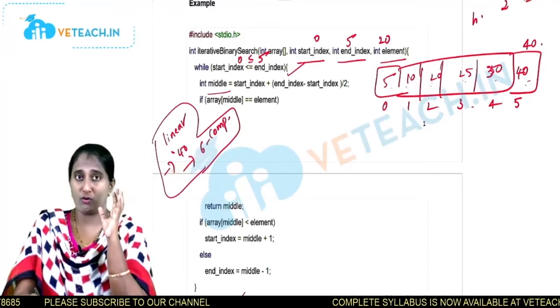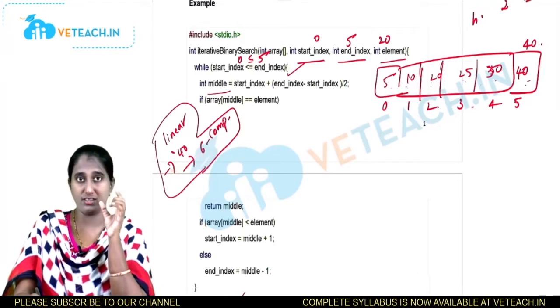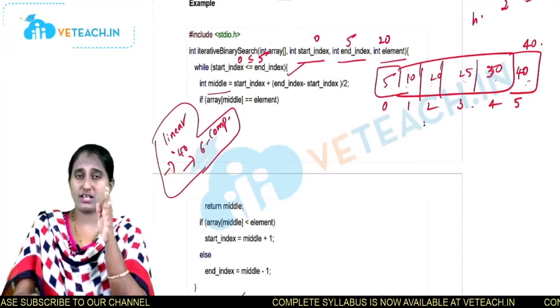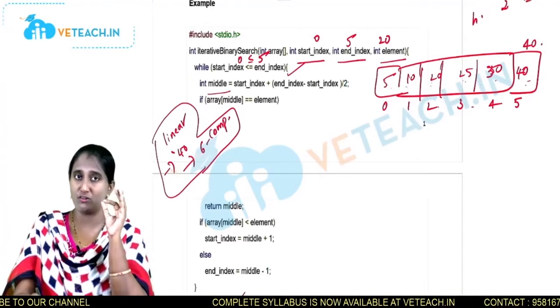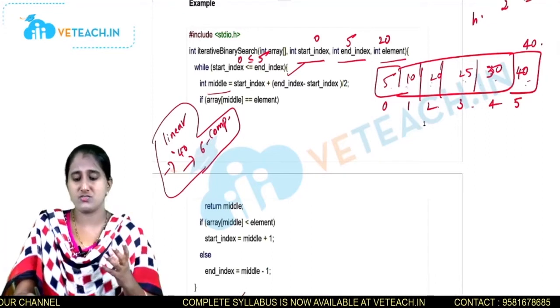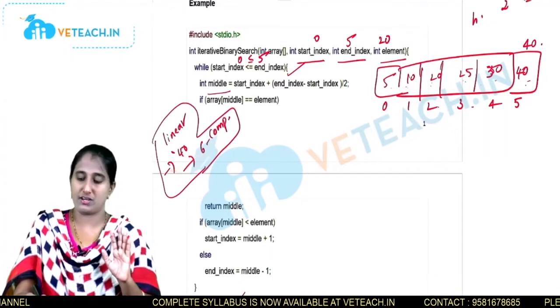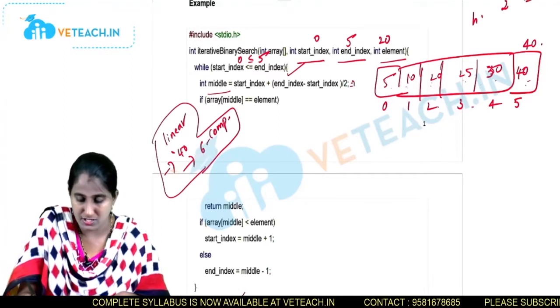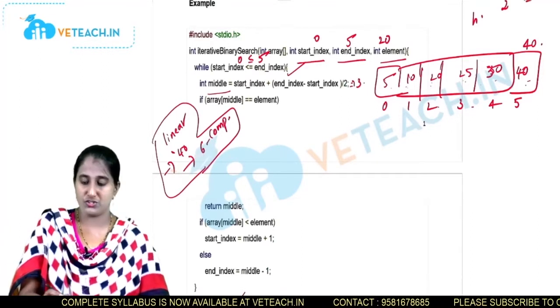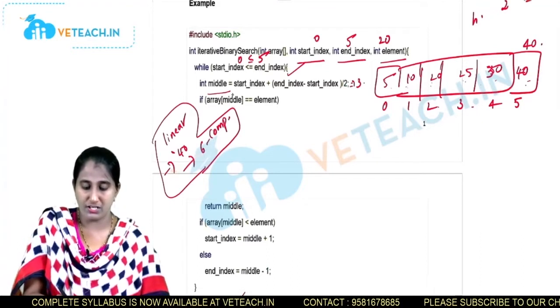Whatever the mid value is, if you get a fractional value, you can take the lower index or the upper index, whichever it may be, but you should follow the same method. Here we consider 2.5 as 3, the mid element. So 2.5 means 3.